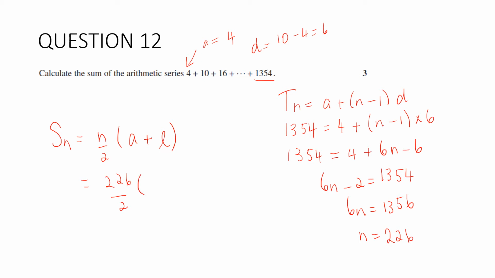The first term is 4, the last term is 1354. And again on the calculator, 226 divided by 2 multiplied by 4 plus 1354, close my brackets, is 153,454. And there's our answer.